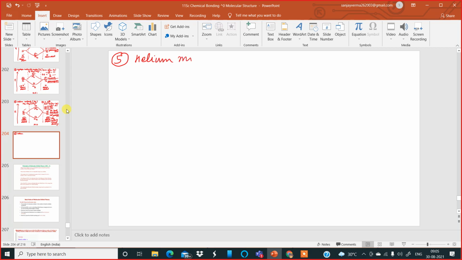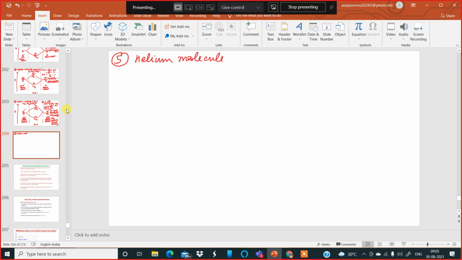Helium molecule ion. The formula is He2 plus. Molecule ion means one positive charge. Now we need two helium atoms, and one has got one electron less. So again, what I will do is draw the energy arrow at the left hand side.